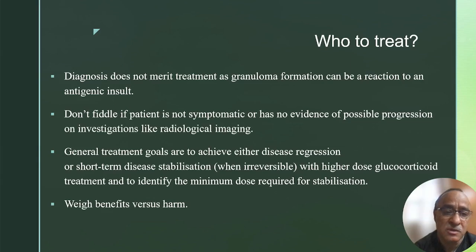Diagnosis, as I already said, does not merit treatment every time, and a granuloma formation can be a reaction to an antigenic insult. If the patient is not symptomatic or has no evidence of possible progression on investigations like radiological imaging, we better not fiddle with the patient. General treatment goals are to achieve either disease regression, or short-term disease stabilization when the disease is irreversible in nature, with higher dose glucocorticoid treatment, and to identify the minimal dose that is required for stabilization. And I say it again, weigh benefits.